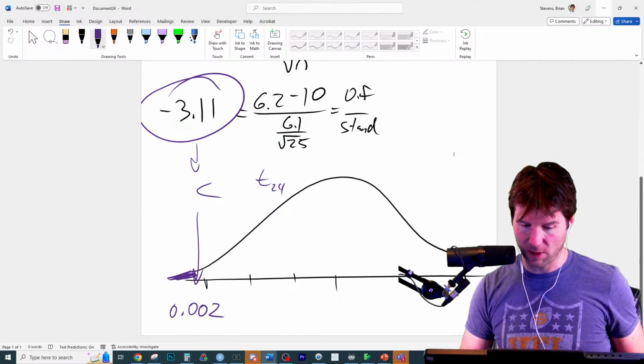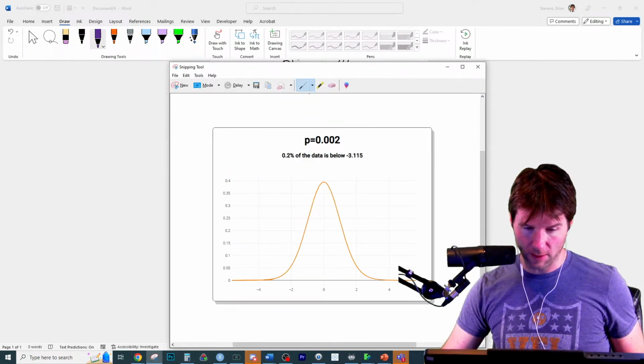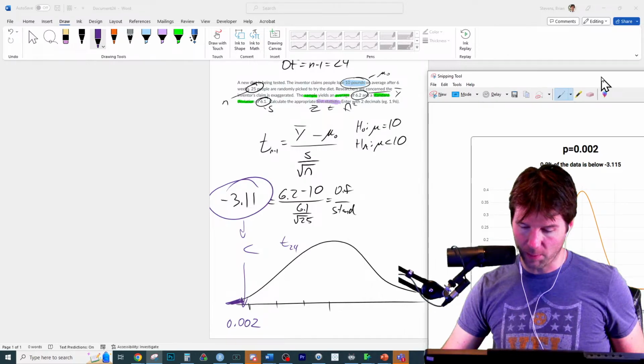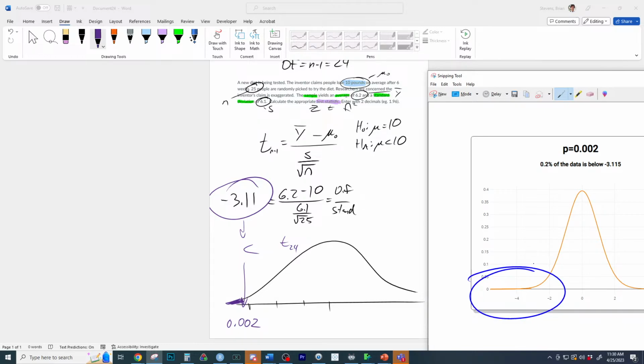Can I get it on the screen at the same time? Here, we'll put it over here to the side. So there's my drawing, and then there's the applet. And the applet, I'll disappear off the screen, looks pretty similar. It's very hard to see maybe on the applet, but it's this area right there because that's where we landed at negative 3.11. And then the shaded area is the p-value, which is equal to that right there. A result as extreme or more extreme. And we were able to guess the p-value.